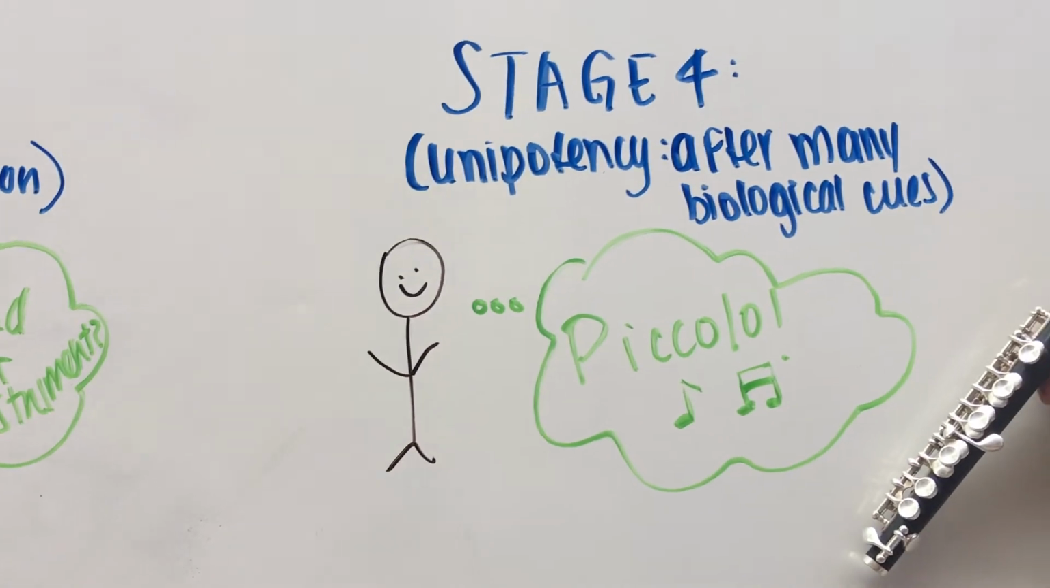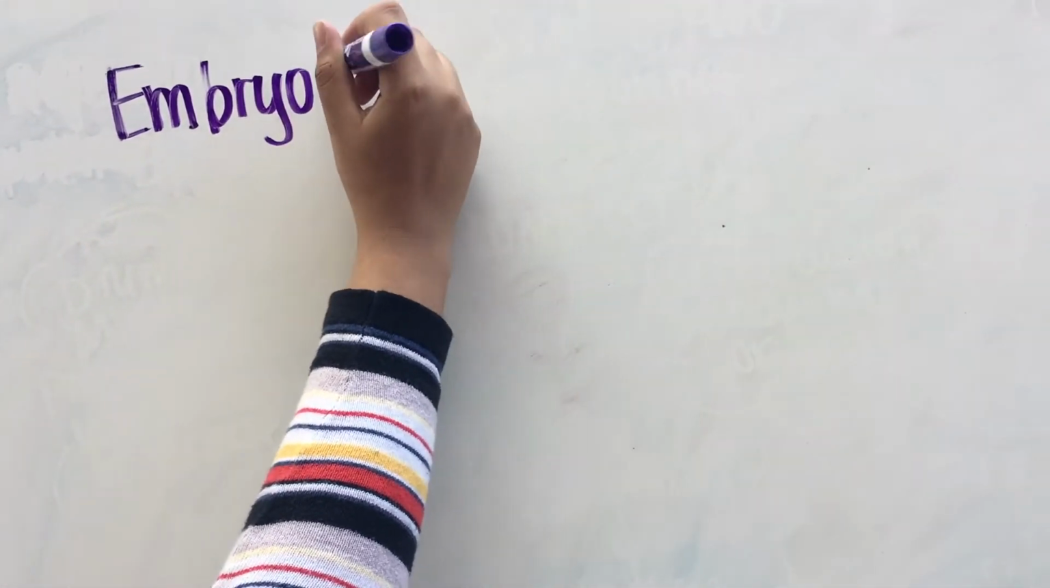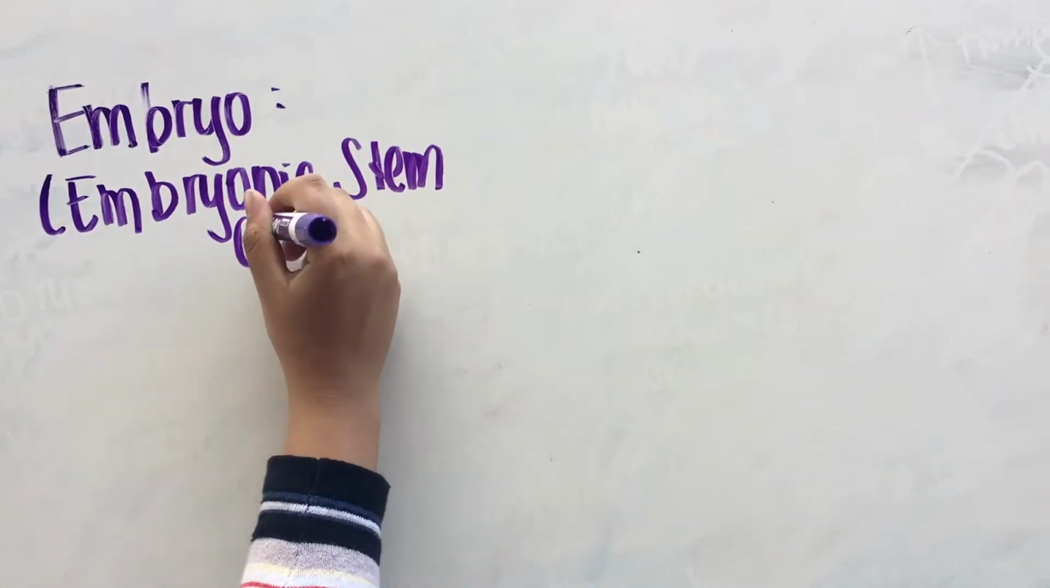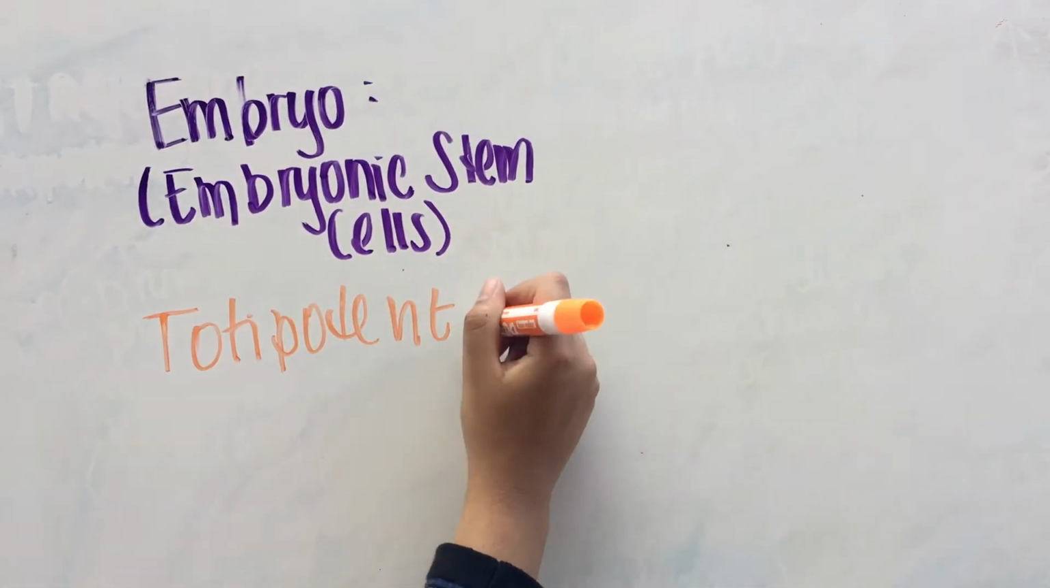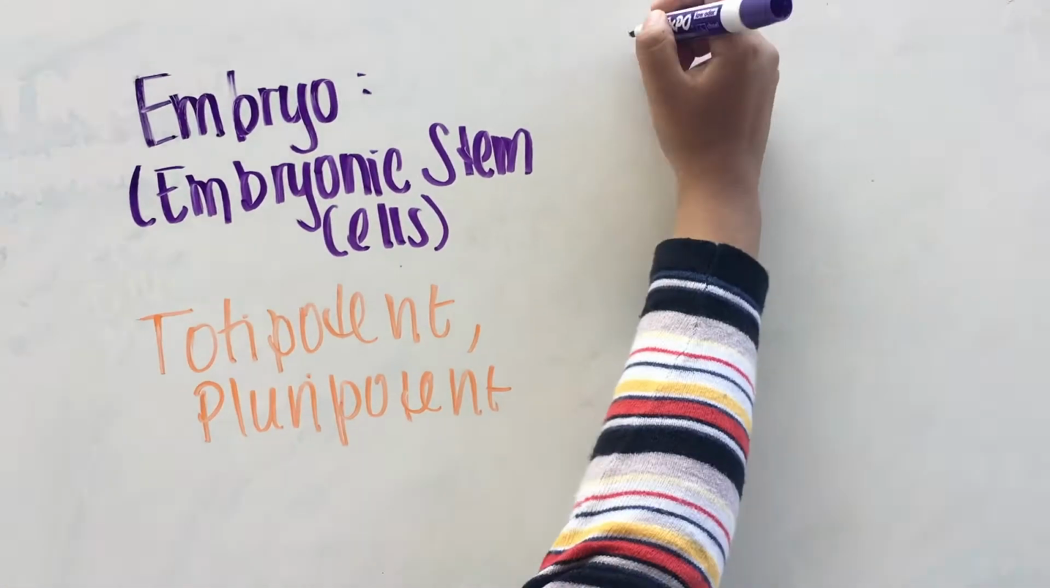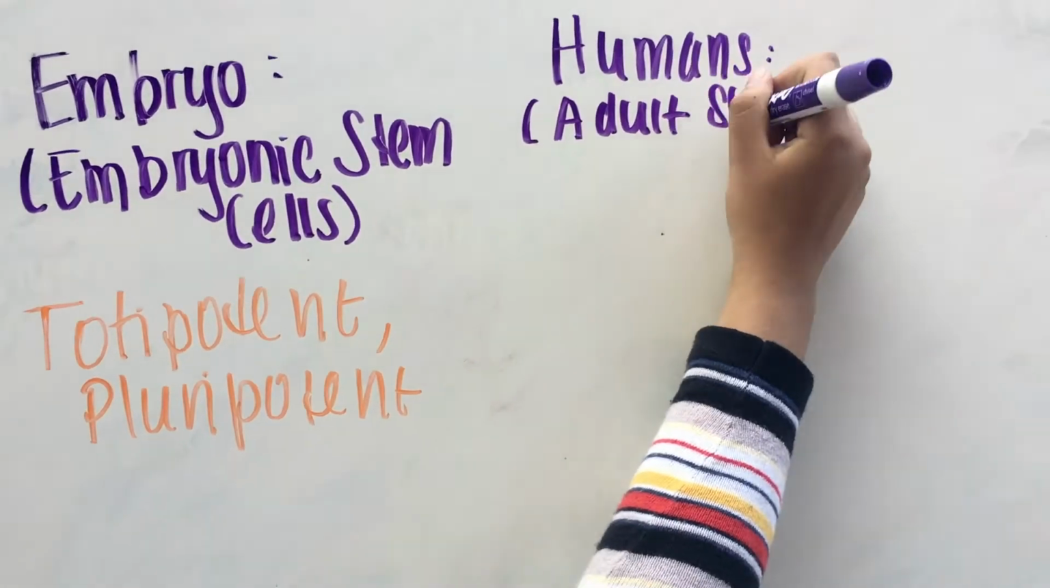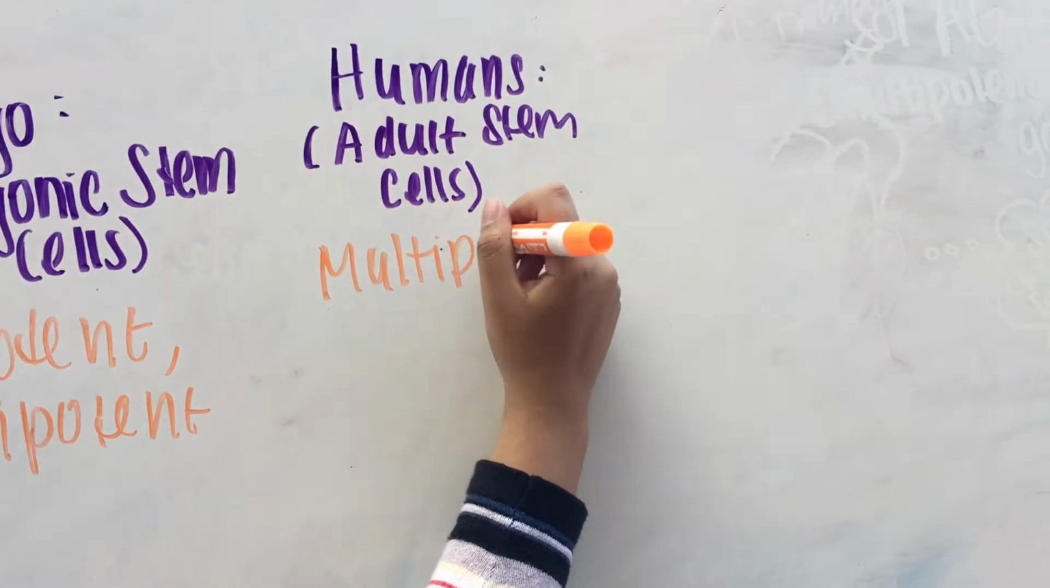If all these stem cells are found in an embryo, then how do wrinkles even form? The answer is that we do have stem cells in our body. There are embryonic stem cells and adult stem cells. Embryonic stem cells are cells that are totipotent and pluripotent, and the ones that are in our bodies are adult stem cells, which are unipotent and multipotent.